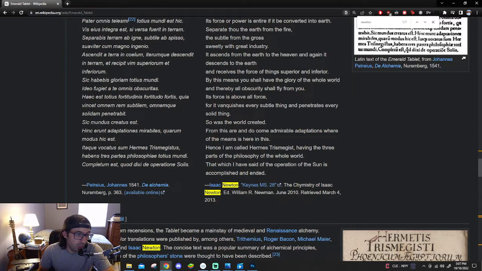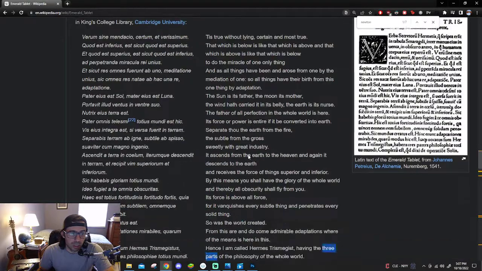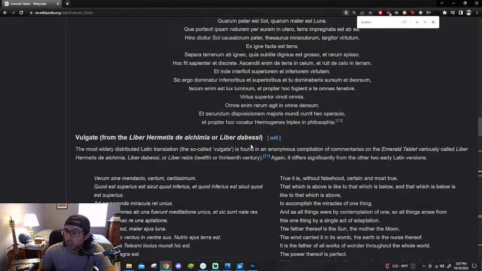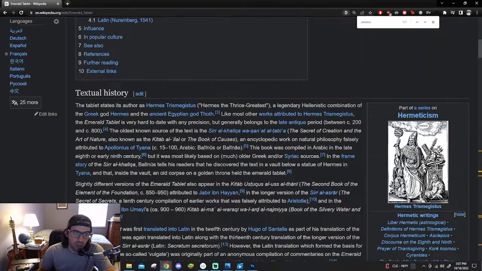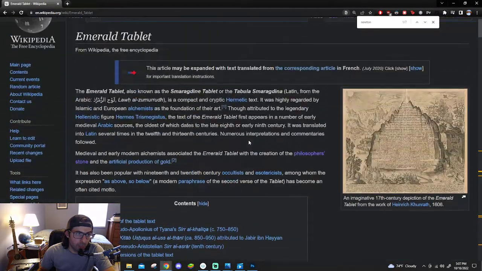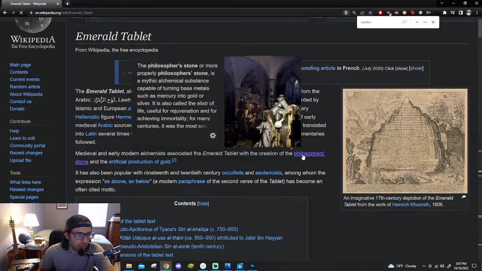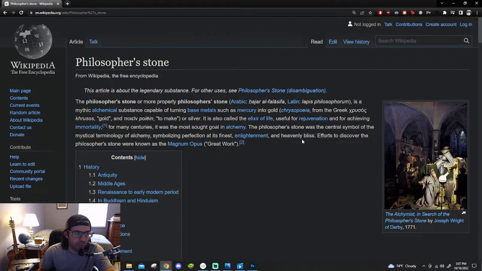I'm not really sure what to make of that, especially the three parts, exactly what they're referring to. My thoughts are like physics, psychology, geology, or maybe three major parts of philosophy of the whole world. And also, speaking of philosophy, the Philosopher's Stone. I forget what I was looking into.